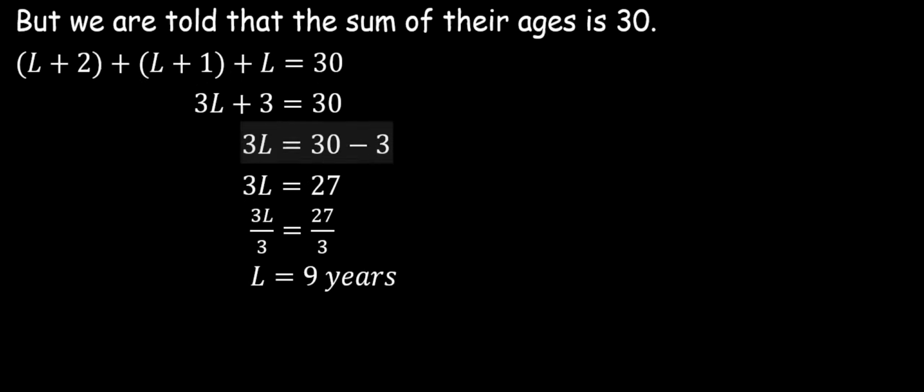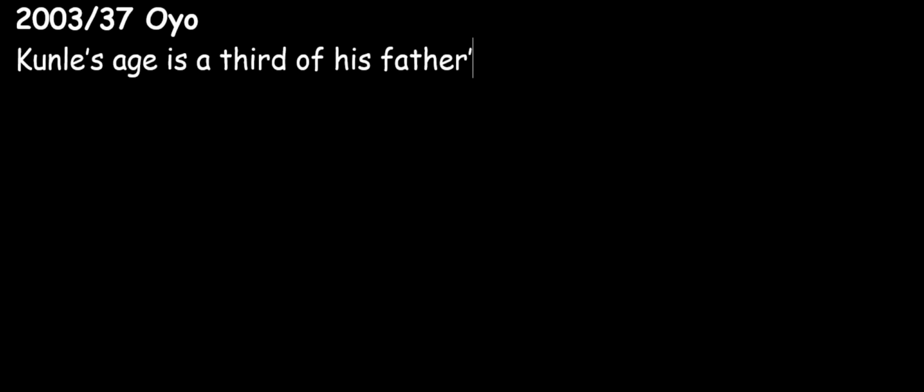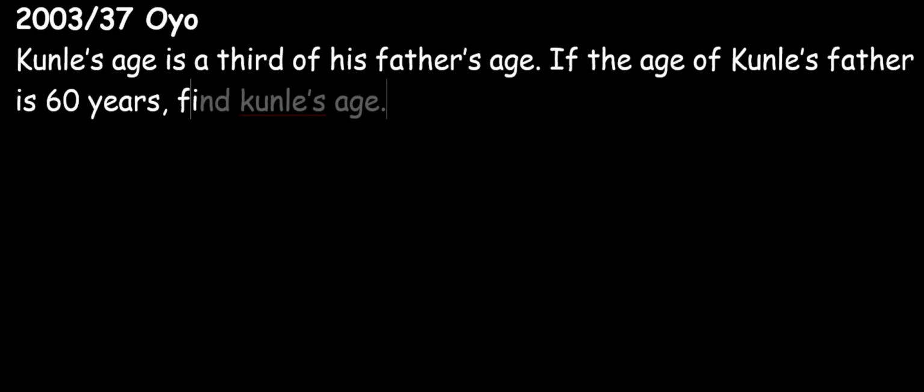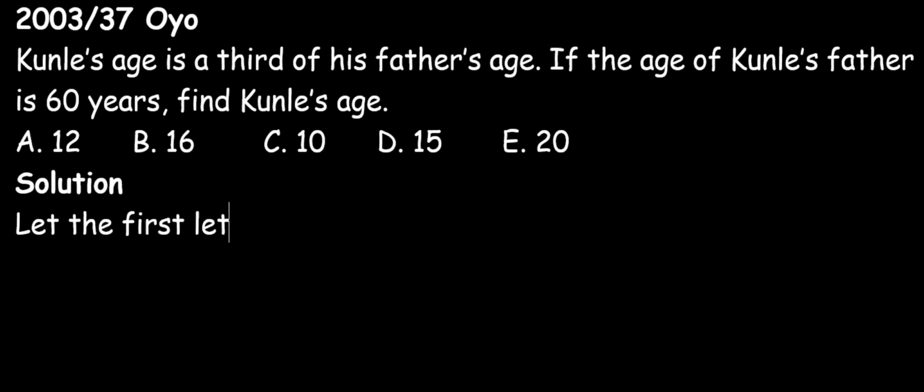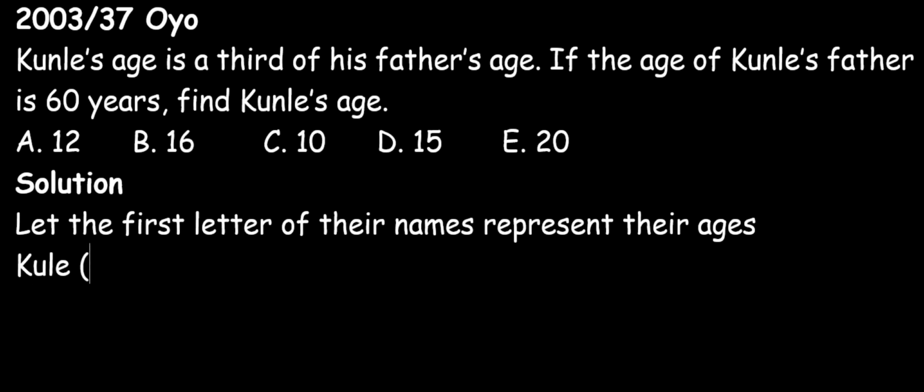Another example. Kule's age is a third of his father's age. If the age of Kule's father is 60 years, find Kule's age. The options are given. A, 12, B, 16, C, 10, D, 15, E, 20. Solution. Let the first letter of their names represent their ages. Kule becomes K and father becomes F.